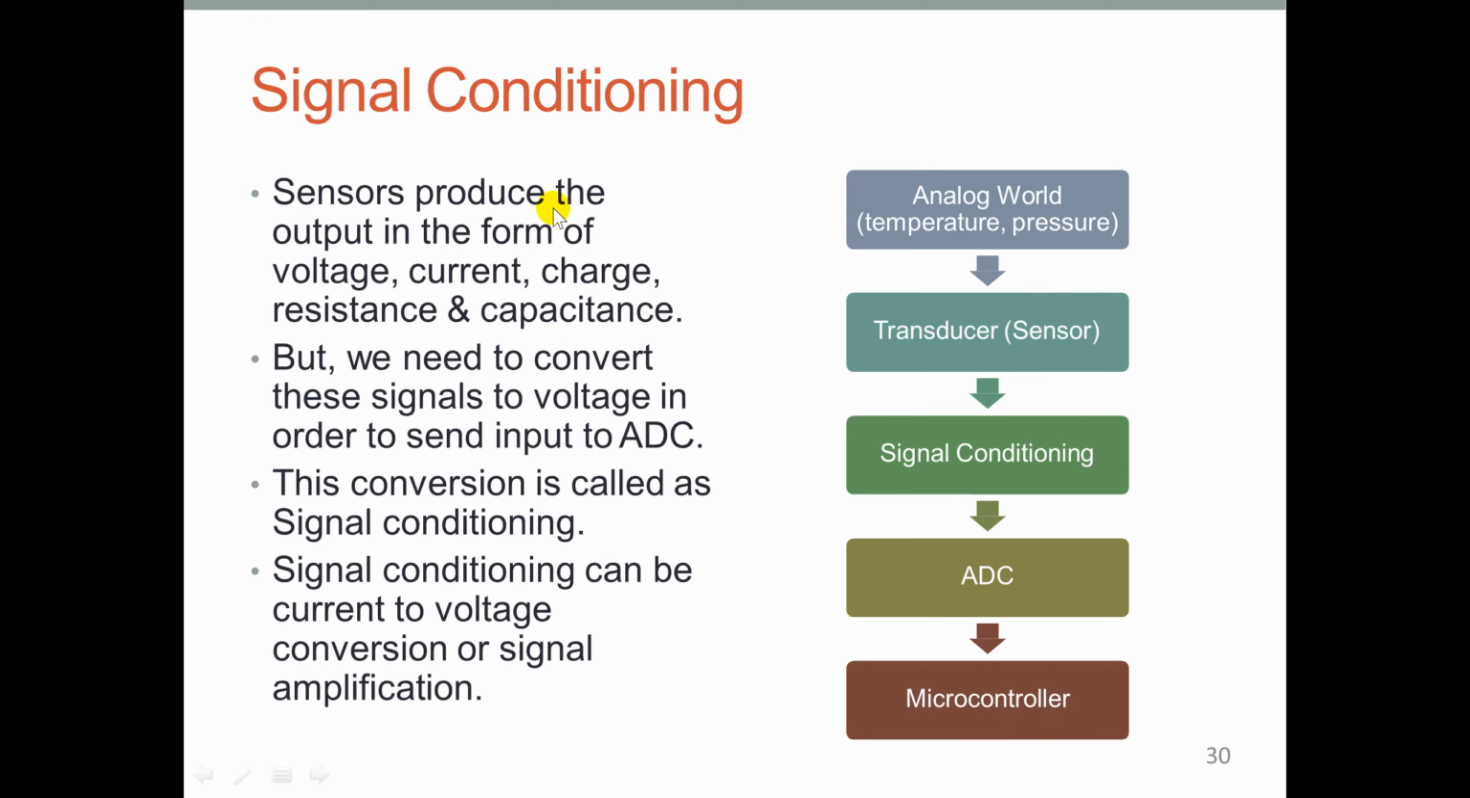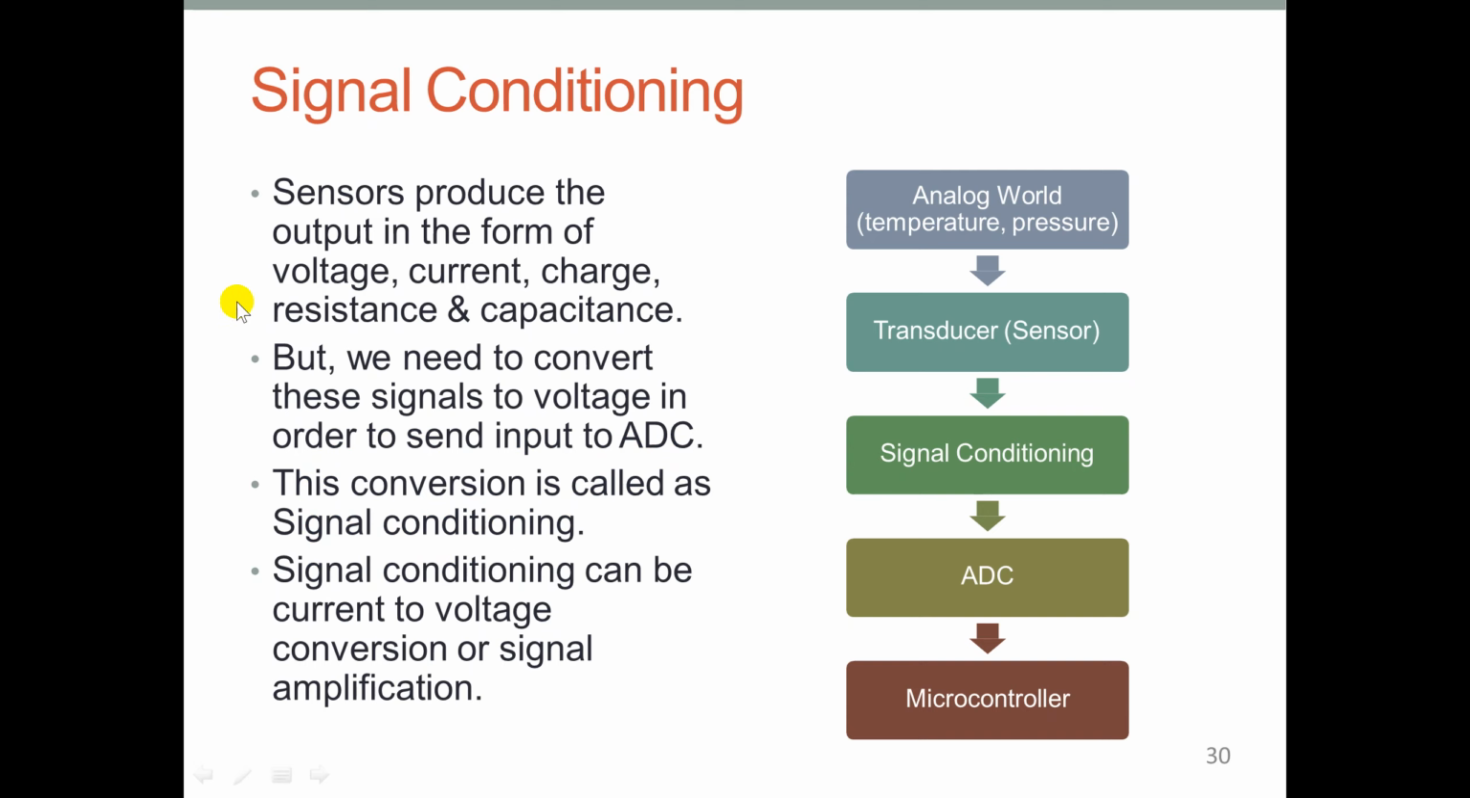The sensor produces output in the form of voltage, current, charge, resistance, and capacitance. These are the output forms of sensors; it may be different from these too. But we need to convert these signals to voltage in order to send the input to the ADC, that is, the analog to digital converter. This conversion is called signal conditioning.